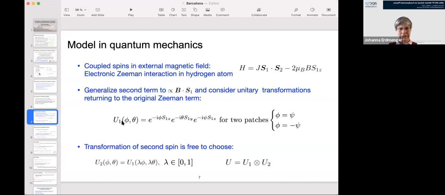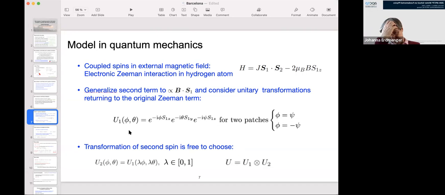They depend on two angles, which are on this sphere associated to the SU(2) symmetry. Acting just on the first spin, we have one term on the Z component, on the Y component, and again on the Z component of the spin operator with angle phi and angle theta. Now we have to be a little careful, because if we have the sphere spanned by phi and theta on which we rotate, then there are two patches, the north pole and the south pole. Depending on which patch we are in, we have to identify with a plus sign, and in the other one with a minus sign.